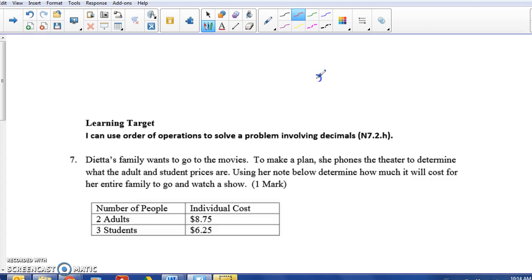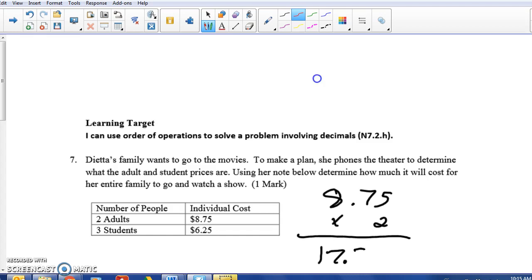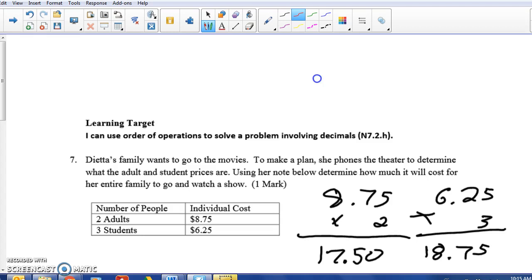Diana's family wants to go to the movies. To make a plan, she phones the theater to determine what the adult and student price is, to determine how much it costs for her entire family to go. So I have 2 adults and it costs $8.75. I need to multiply that by 2. And I know I'm going to get $17.50. And then I have 3 students who are going. It's going to cost them $6.25. Multiply that by 3. And when I do so, I know I'm going to get 18.75. And then all I need to do is add those 2 numbers together.